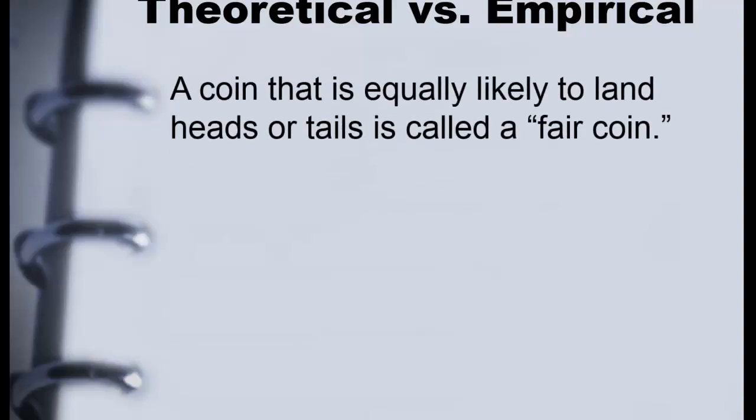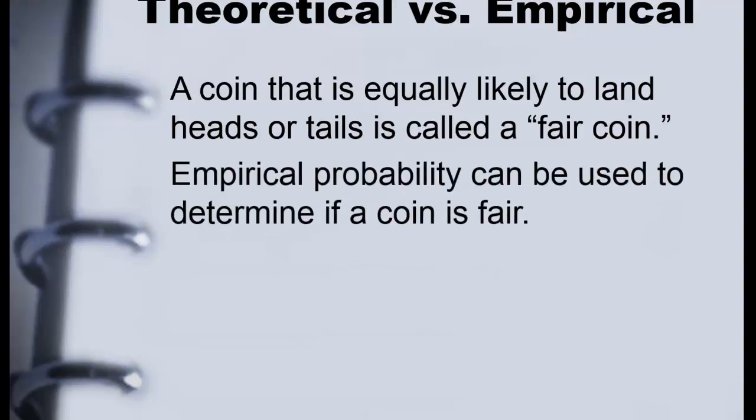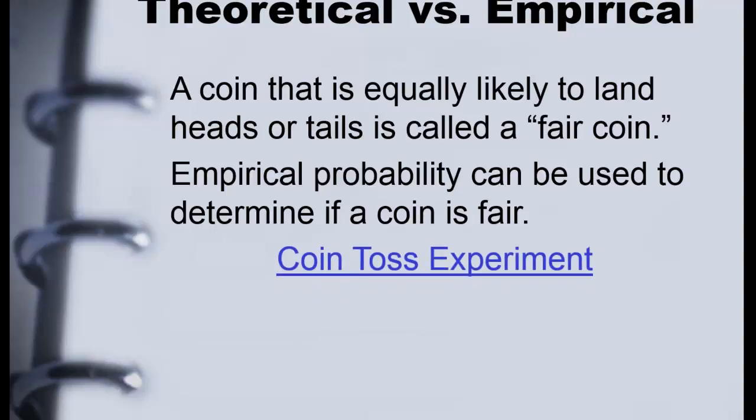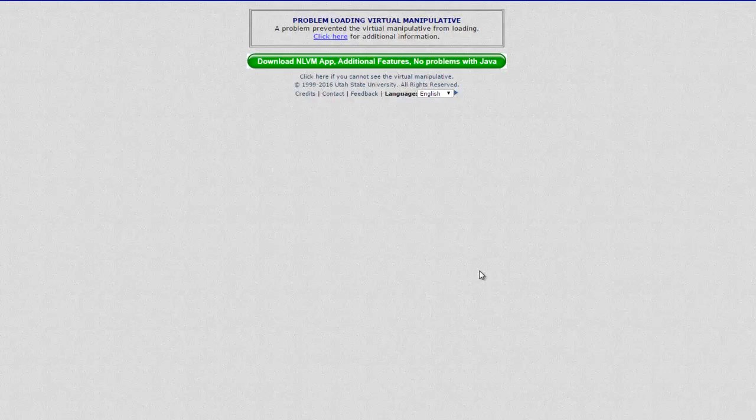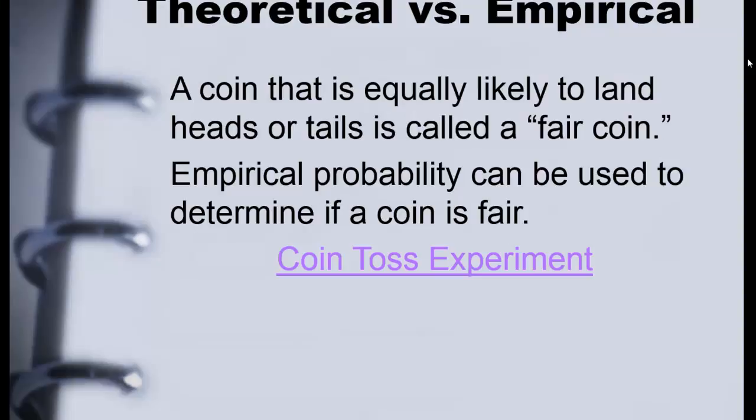So theoretical versus empirical. A coin that is equally likely to land heads or tails is called a fair coin. Empirical probability can be used to determine if a coin is fair. Coin toss experiment. That particular website is not working, so let's go back and we'll talk about this in class.